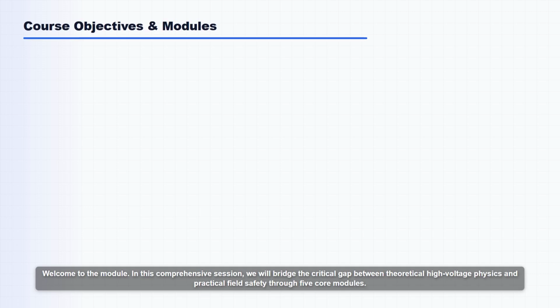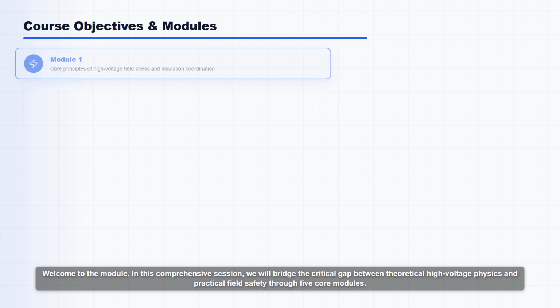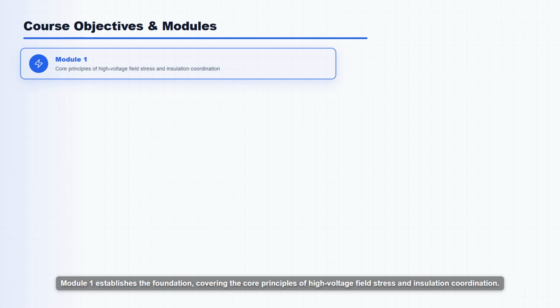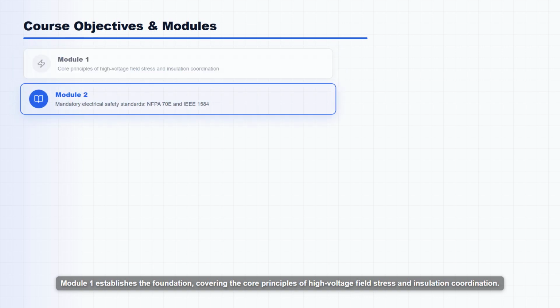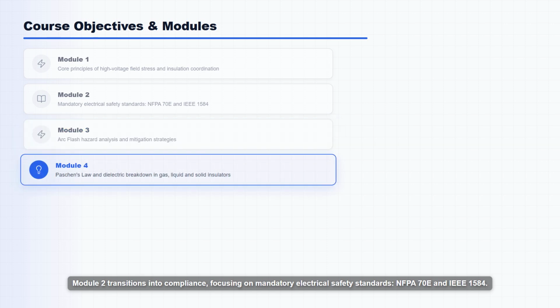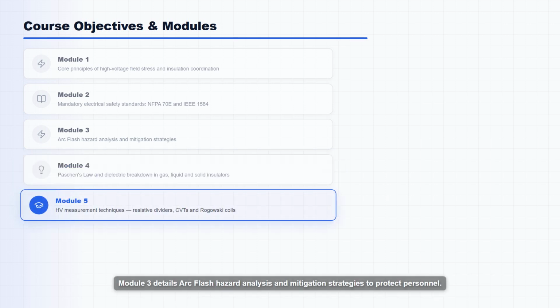Welcome to the module. In this comprehensive session, we will bridge the critical gap between theoretical high voltage physics and practical field safety through five core modules. Module 1 establishes the foundation, covering the core principles of high voltage field stress and insulation coordination. Module 2 transitions into compliance, focusing on mandatory electrical safety standards NFPA 70E and IEEE 1584. Module 3 details arc flash hazard analysis and mitigation strategies to protect personnel.